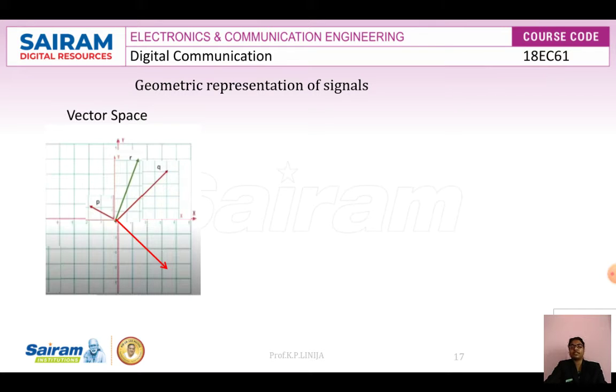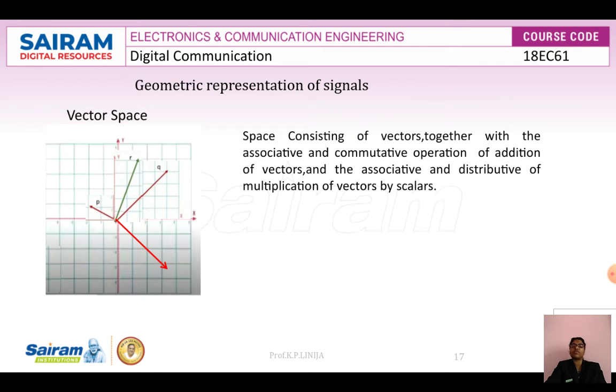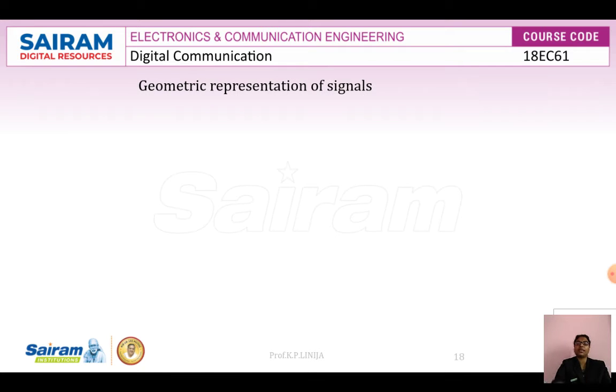Now let us define the vector space. What is a vector space? It is nothing but the space consisting of vectors together with the associative and commutative operation of addition of vectors and the associative and distributive multiplication of vectors by scalars. So in order to get into the geometric representation of signals, we wanted to know what a vector space is and how we are going to represent vectors in two-dimensional spaces. Then, let us consider the basis function.